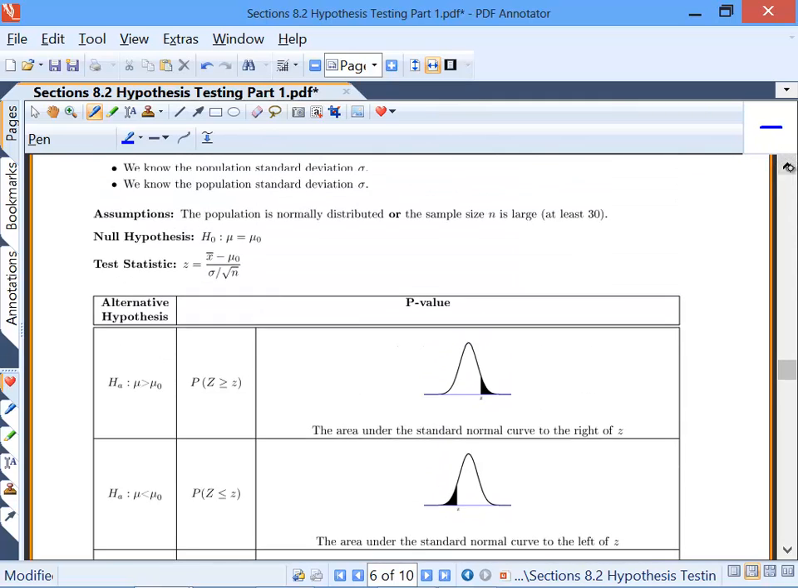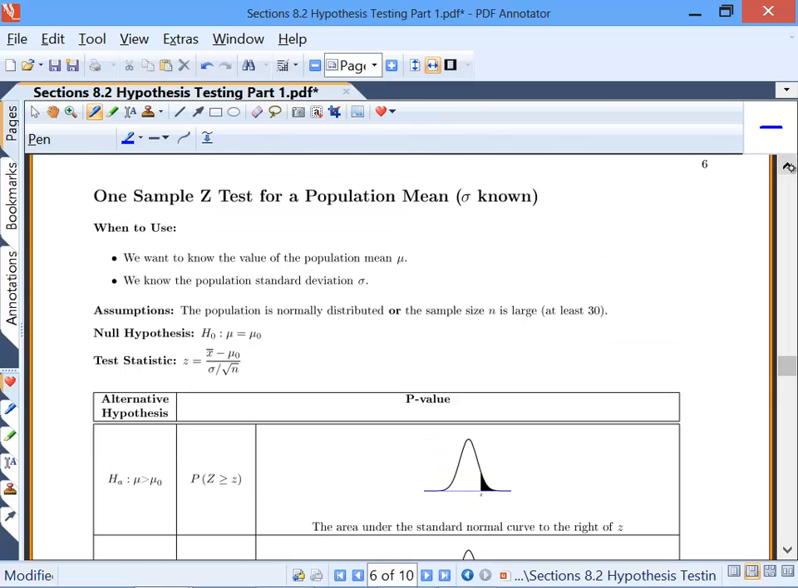So let's see how this actually comes into play. Let's try an example. The first test that we'll use is a one-sample z-test for a population mean. In this situation, you have to know the population standard deviation. So you'll use this test if you want to know the value of the population mean mu, but for some reason you already know the population standard deviation. Now you might imagine, just like with confidence intervals, this is probably never going to happen in real life, or at least very rarely. But again, it's the easiest one to teach, so we'll start with this.